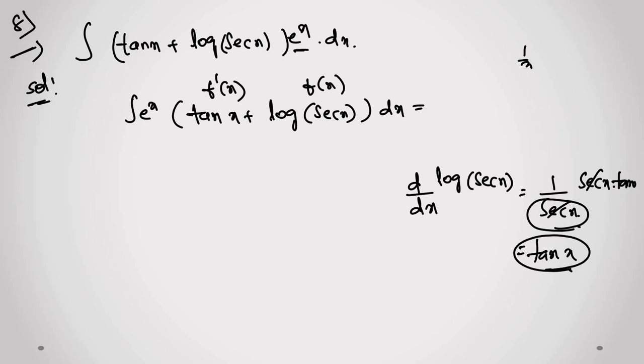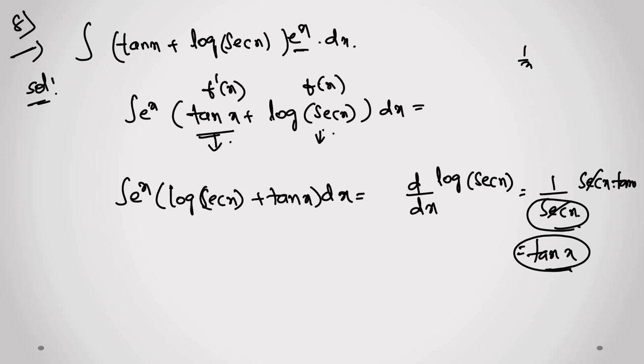So if f of x is log of secant x, after differentiating log of secant x, tan x will come. So that is what I am taking here: e power of x into log of secant x plus tan x dx is equal to e power of x into log of secant x plus c. This is the answer for this question, the 8th one.